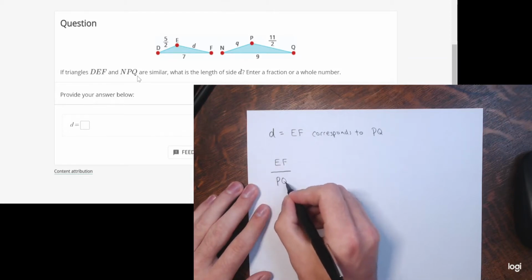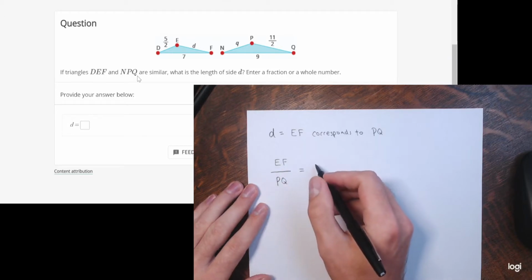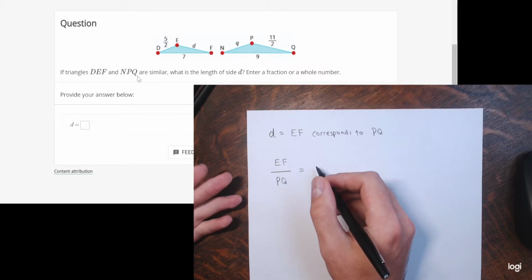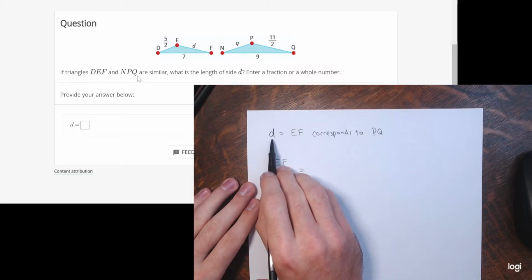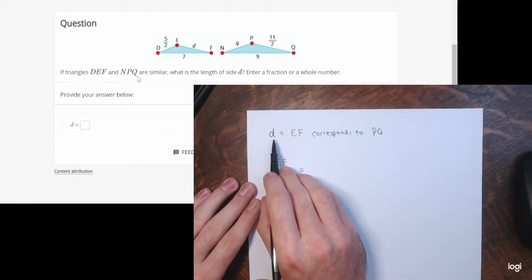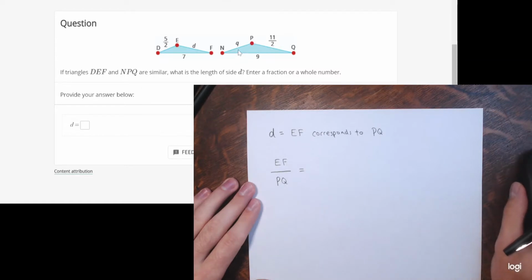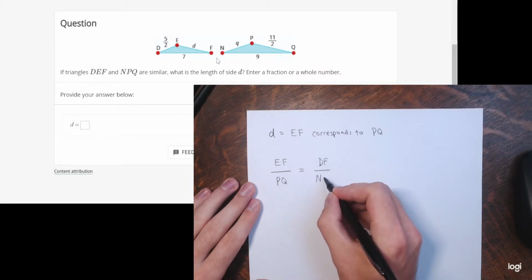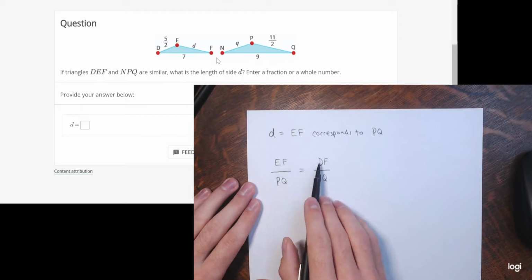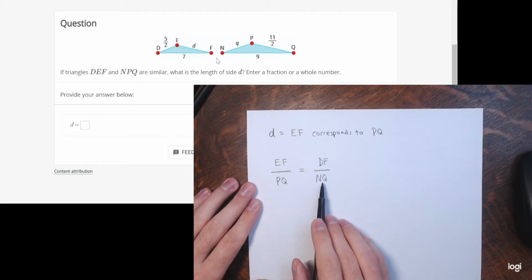That ratio of corresponding sides should be the same as the ratio of any other corresponding sides. And once again, I want to set it up so that little d is the only variable. So I can't use NP, because NP has little q. I don't want two variables, I just want one variable. So again, I'm going to do the ratio of DF to NQ. And pay attention: make sure that the numerators are coming from the same triangle and the denominators are coming from the same triangle.